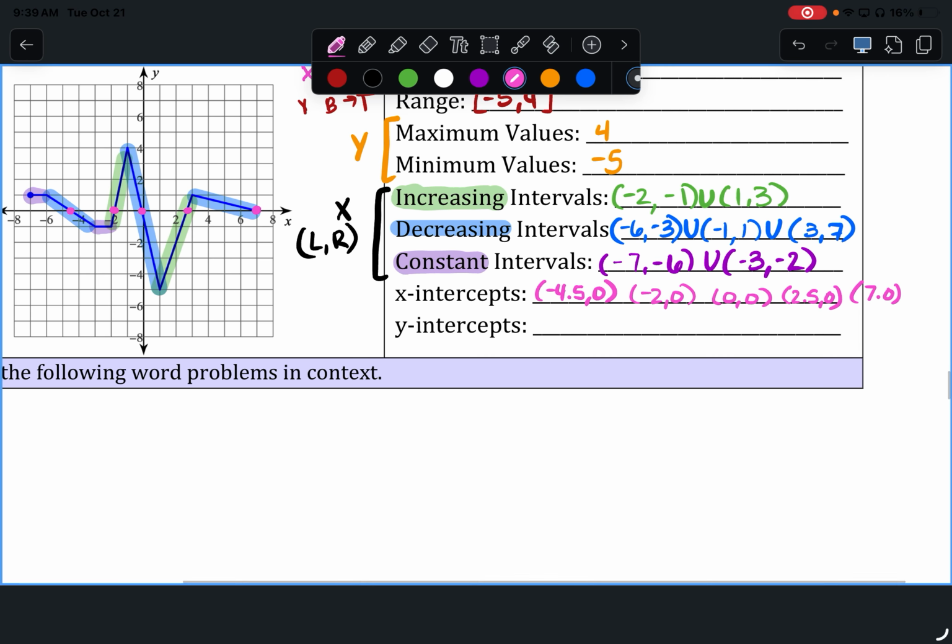Then our y-intercept. Okay, where is our y-intercept at? 0, 0.